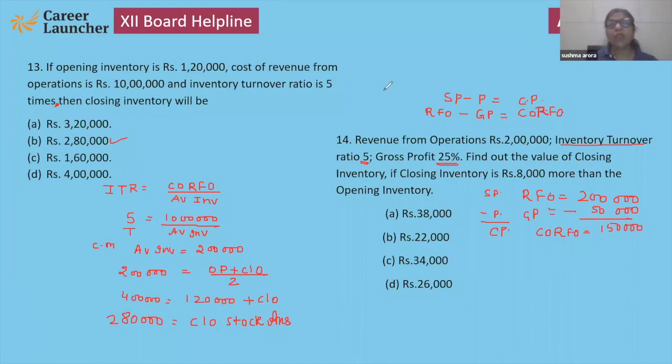Yes, children, please give your opinion. So here, Corfo is given. Now we have to use the same way. And with that, we can come to know the average. Okay, see, ITR, inventory turnover ratio, is Corfo upon average inventory. ITR given 5. Corfo given 1,50,000. By the use of that, we can come to know average inventory. Average inventory will be 30,000.